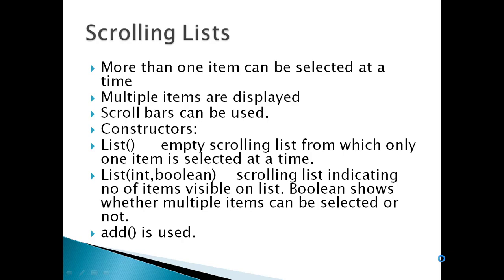Next control we are going to study is scrolling lists. In a scrolling list, we have a scroll bar and the list is scrolled, and that is called a scrolling list. More than one atom can be selected at a time. Multiple atoms are displayed on the window, and scroll bars can be provided and used to scroll the list atoms. That is called the scrolling list. We have seen examples like that: select city or select state. In that we scroll down to go to a particular city or particular state, and that is called the scrolling list.